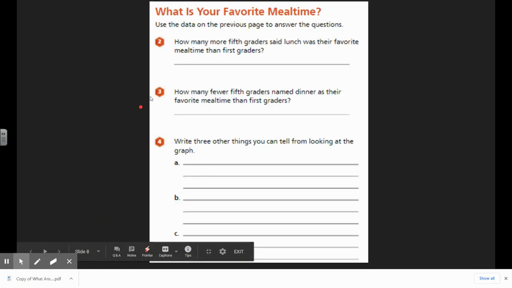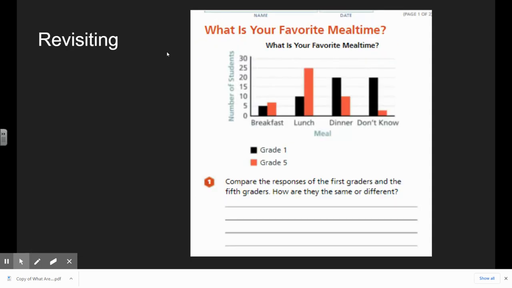We can also answer more questions about the data. How many more 5th graders said lunch was their favorite mealtime than 1st graders? Let's go back. We need to look up here at this line, and when I come over, I see it's 25. Then I look at what the 1st graders said. There were 10 that answered lunch was their favorite. So I need to find the difference between 25 and 10. One way to do that is to subtract 25 minus 10. And I know that's 15.